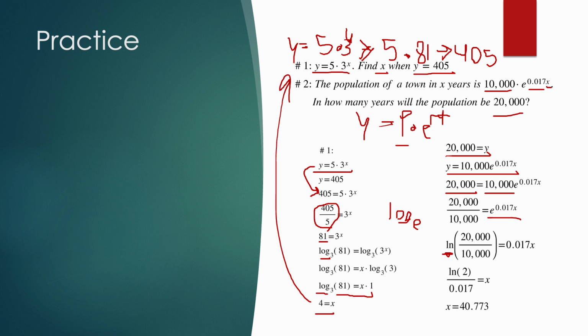But anyways, so 20,000 over 10,000, well, it's just 2, right? And so we have the natural log of 2 is equal to 0.017x. Now we're going to divide both sides by 0.017 to solve for x, and we get x is equal to the natural log of 2 over 0.017, which is going to be about 40.773.